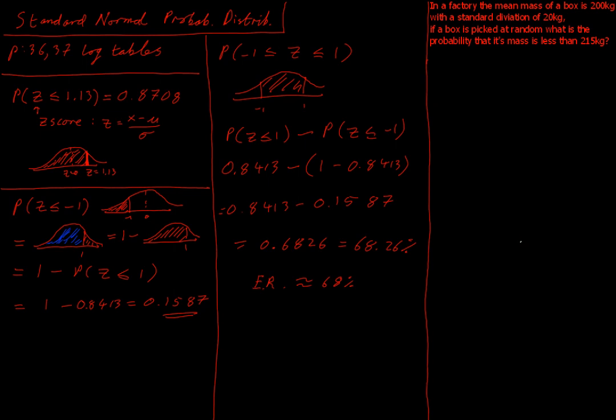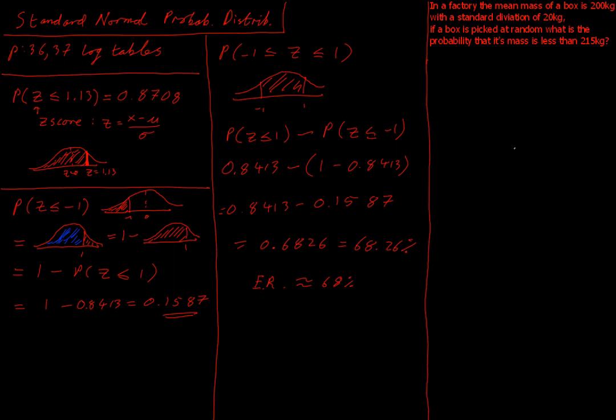Hello. Now, continuing on with our probability distribution, our normal probability distribution, I'm going to give you a slightly more exam type question. So in a factory, the mean mass of a box is 200 kilograms with a standard deviation of 20 kilograms. If a box is picked at random, what is the probability that its mass is less than 215 kilograms?